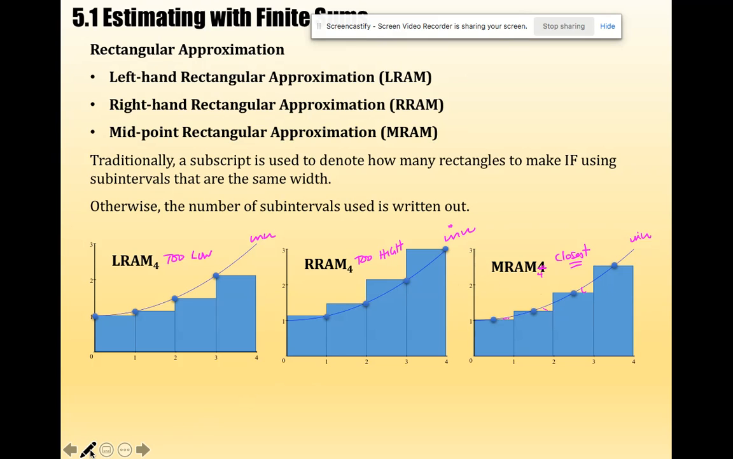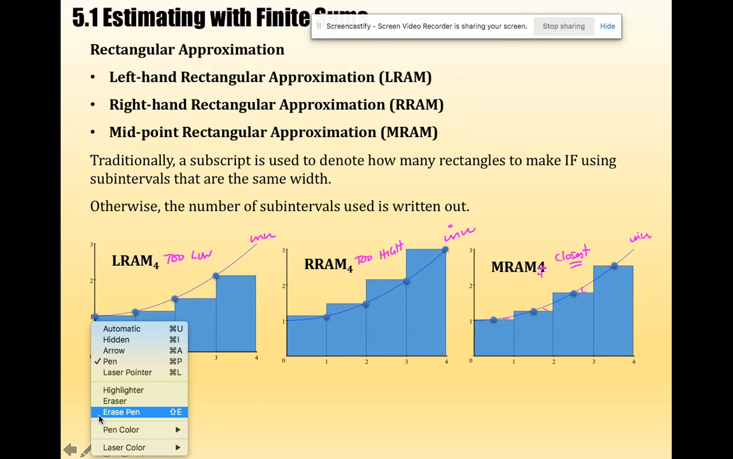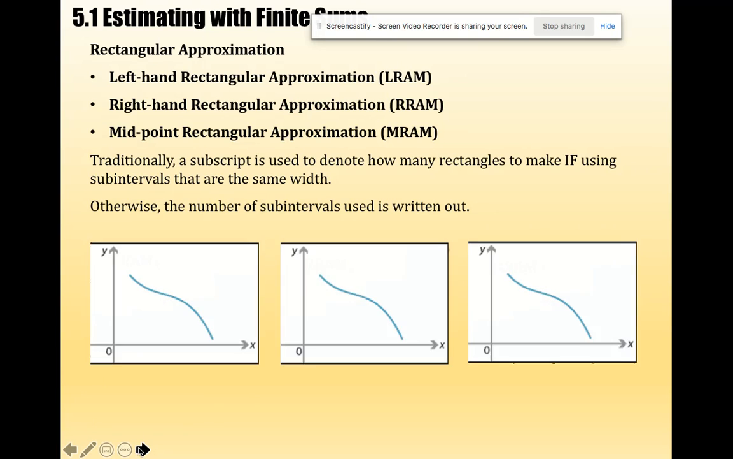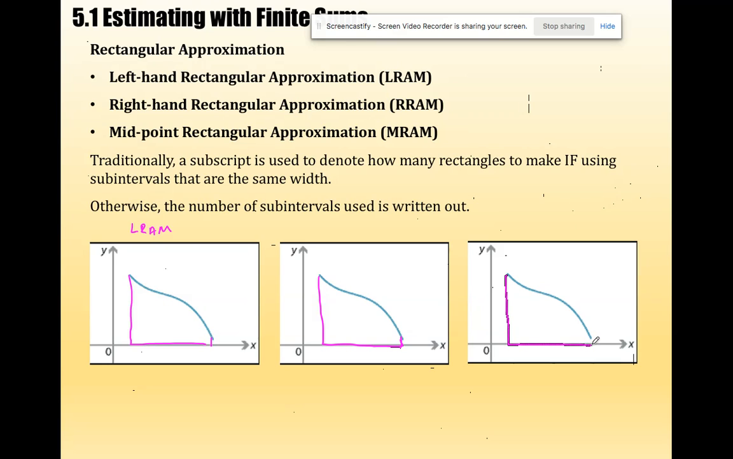But you don't always have increasing functions now, do you? Look at these decreasing functions. What if I did LRAM, RRAM, and MRAM with decreasing functions? Can you draw it while I'm writing this out? What do you think happens?